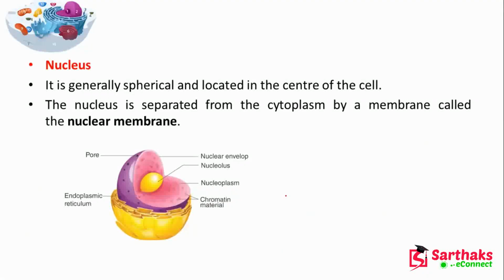Okay? Next, this is the nucleus. Now, nucleus, this is generally spherical. This is the nucleus, and this is spherical and located just at the center of the cell. And the nucleus is separated from the cytoplasm by a membrane, that is called the nuclear membrane. So this is the cell, and here you have the nucleus, and this nucleus is separated by a membrane.